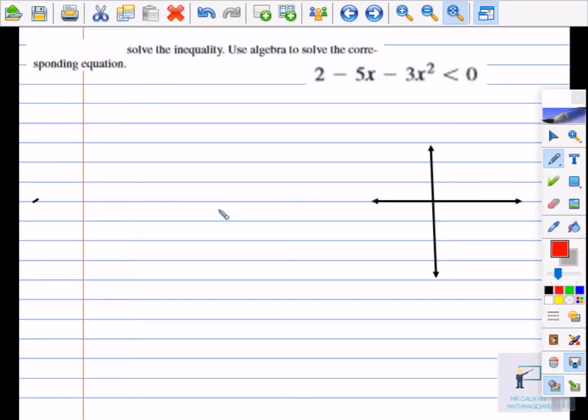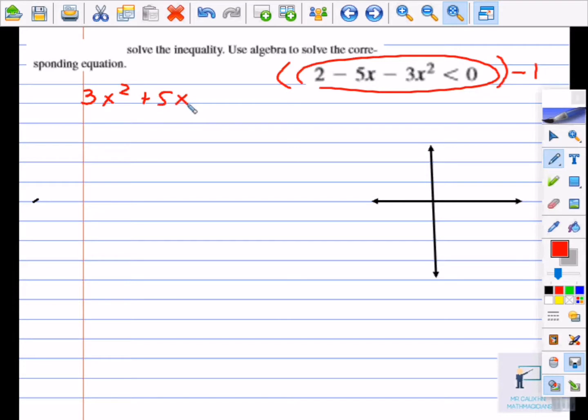Okay, in this exercise, it says, solve the inequality using algebra to solve a corresponding equation. Now, you have this inequality here. Since the leading coefficient is negative 3, I like to make it positive by multiplying negative 1 to the whole inequality. If you multiply negative 1 to a whole inequality, your new inequality stays as 3x squared plus 5x, you change the sign of every number, minus 2, and the inequality also changes. It was less than, now it becomes greater than 0.